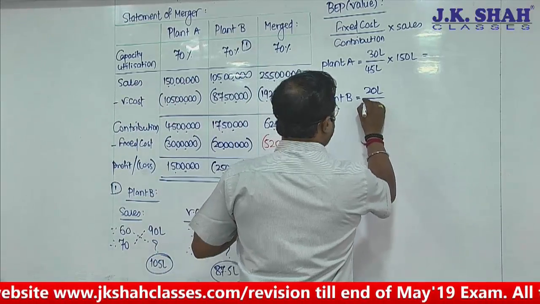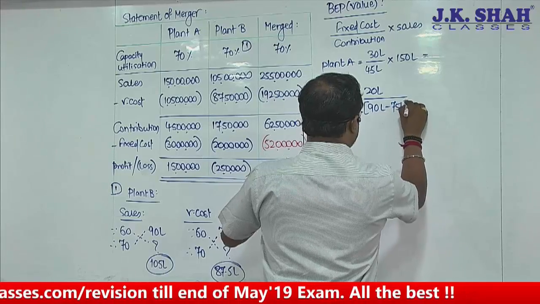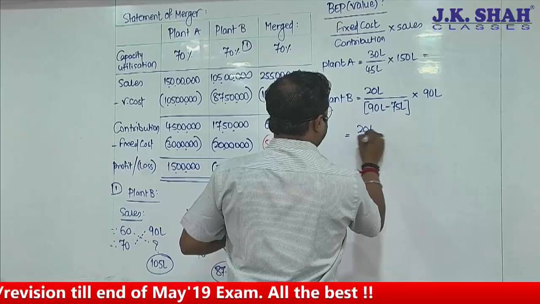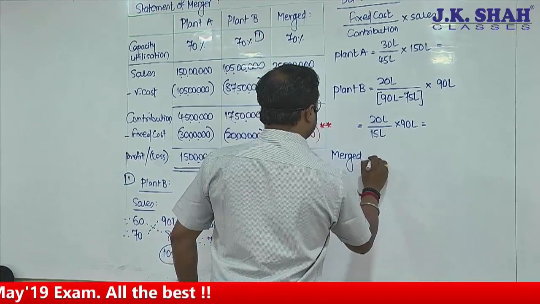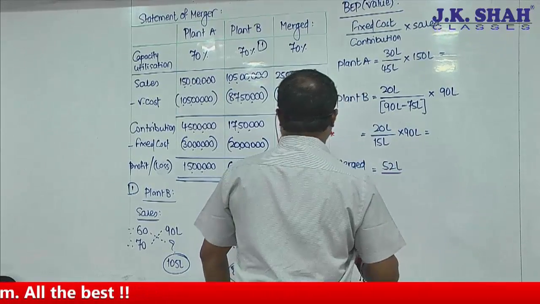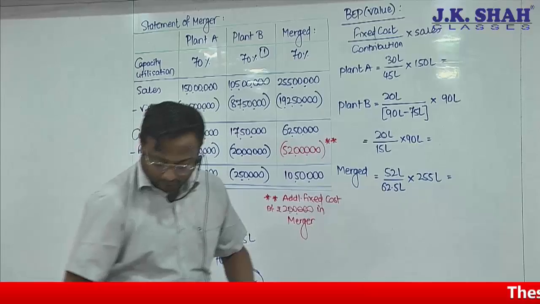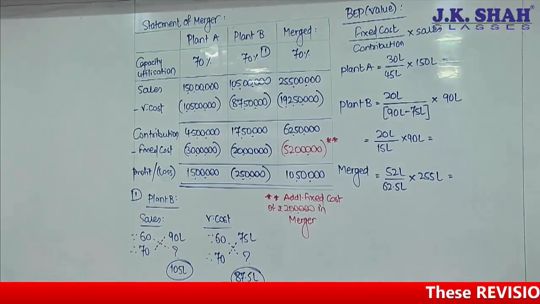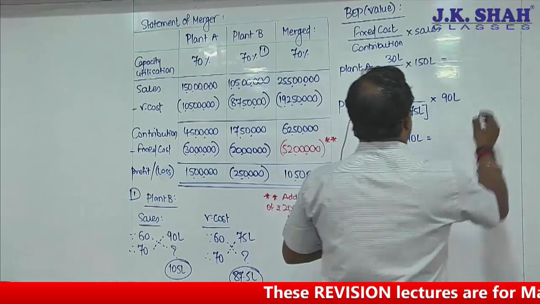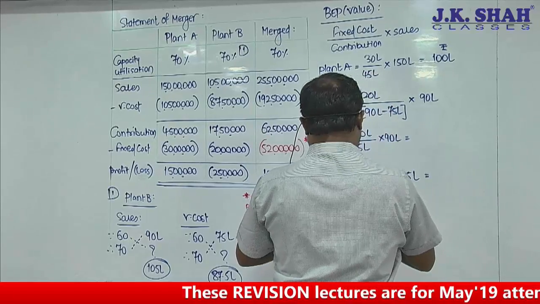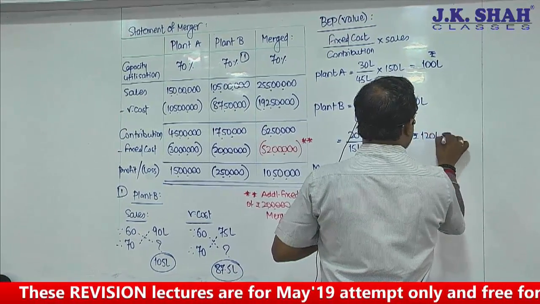Fixed cost is 20 lakhs. Contribution will be 90 lakhs minus 75 lakhs into 90 lakhs. So 20 lakhs upon 15 lakhs into 90 lakhs will give me the answer. And finally, merge plant: 52 lakhs fixed cost upon 62.5 lakhs contribution into 255 lakhs sales. So we'll apply formulas now. 30 into 150, so this will be 100 lakhs. 20 upon 15 into 90, 120 lakhs.